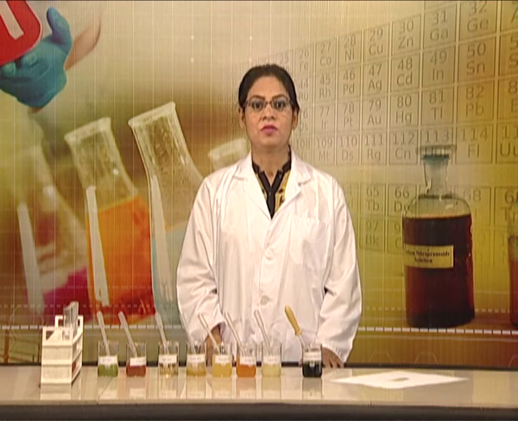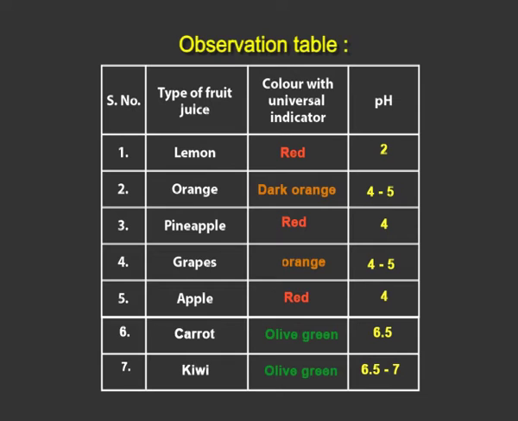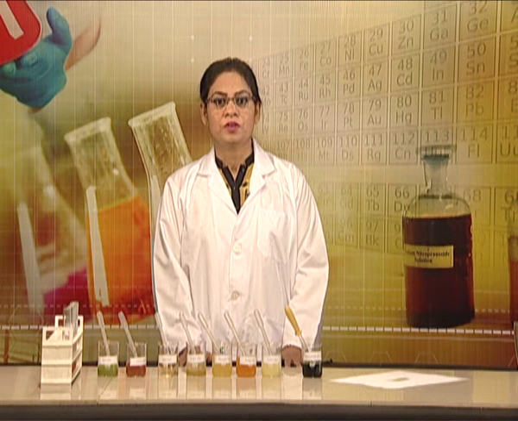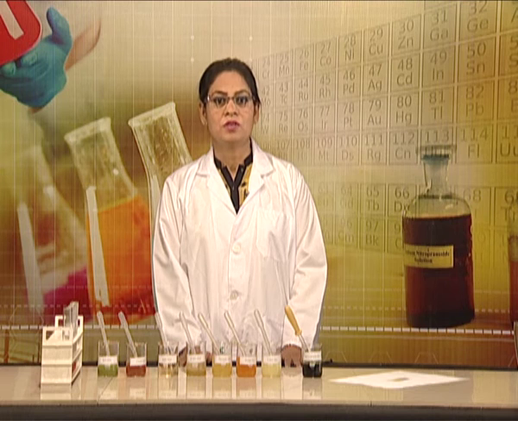So, learners, what we have learnt from today's experiment? Yes, you have learnt about pH, pH range and pH measurement, know about universal indicator and its use, and pH range of different fruit juices and vegetables. Precaution and sources of error. Number 1, use fresh fruit juice and vegetable juice for the experiment. Number 2, match the color which develops in the fruits and vegetable juice with the pH chart carefully.